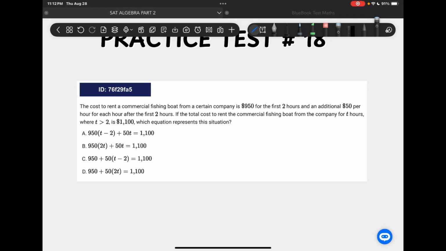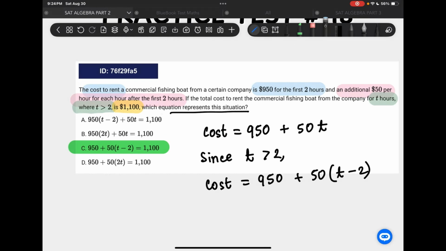Okay, let's solve it. The cost to rent a commercial fishing boat from a certain company is $950 for the first 2 hours and an additional $50 per hour for each hour after the first 2 hours. If the total cost to rent the commercial fishing boat from that company for t hours, where t is greater than 2, is $1,100, which equation represents this? Okay, so from here we can generate an equation. The total cost is going to equal 950 for the first 2 hours plus 50t for any additional hours. This 50t is coming from this line, $50 per hour.